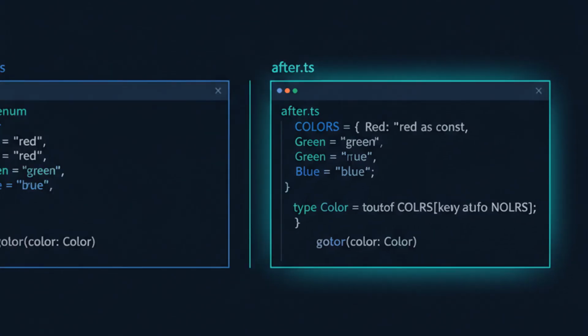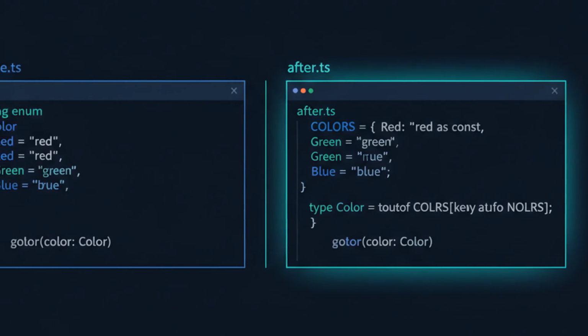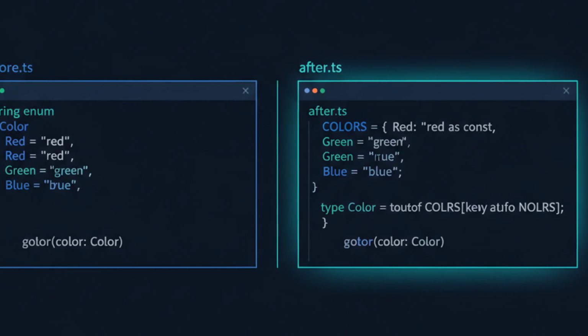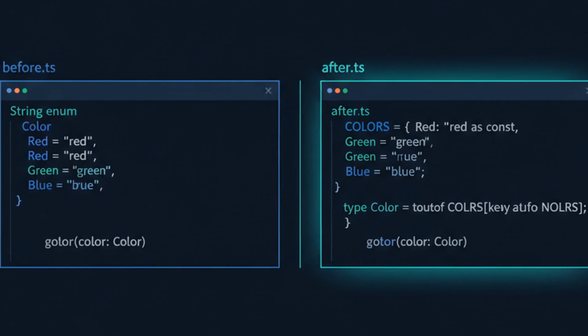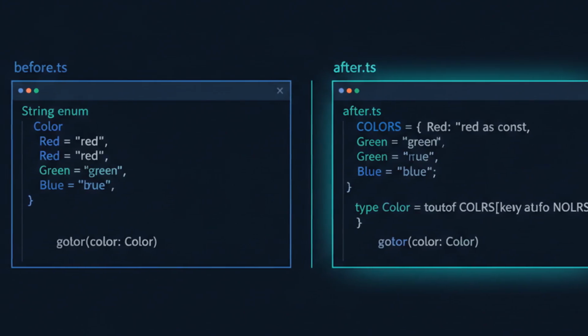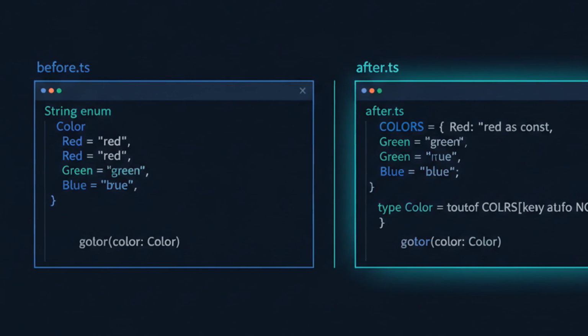Let's do a quick refactor to lock it in. Here's a before with a string enum and an after using a const object. The behavior is identical. Same auto-complete, same type safety, same dot access. But the after version produces lighter JavaScript and the values are plain strings. This is the kind of small upgrade you can apply across a real project.